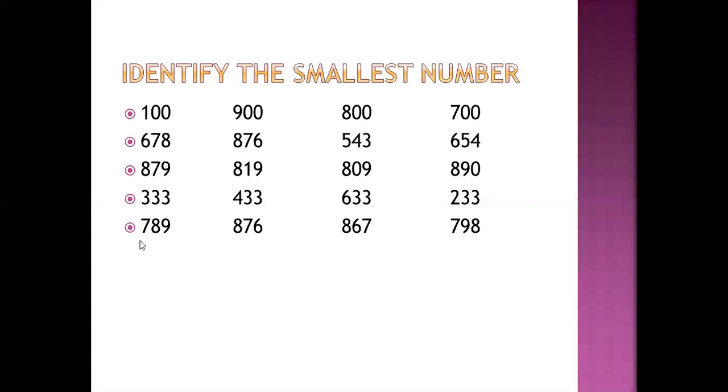So definitely 7 is smaller than 8. So we take the two numbers, that is 789 and 798. Then we go to the next place, that is the 10th place. Here we've got 8 in the 10th place, and here we've got 9 in the 10th place. So 8 is smaller. So 789 becomes the smallest number in this section.